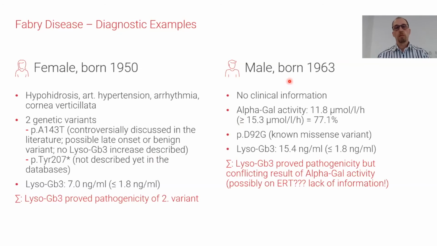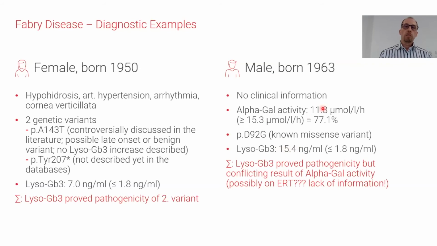Here we got a male patient. Again, we had no clinical information. And the alpha-gal activity was 77% of normal. No male would have Fabry symptoms with such a high residual enzyme activity. But he had a missense variant. He had the known missense variant, 92D2G, and he had an increase in lyso-Gb3. So there was no doubt that this variant has a pathological meaning. There was no doubt that this male had Fabry's disease.